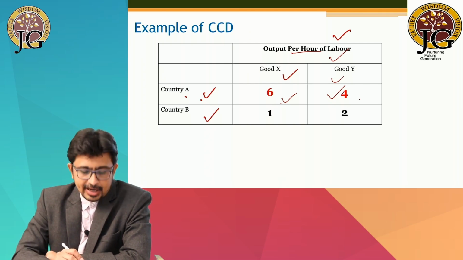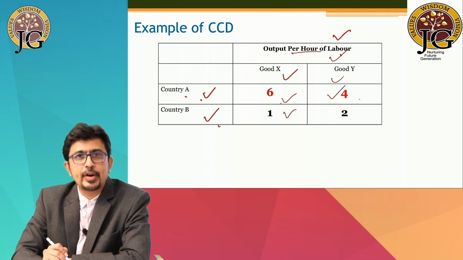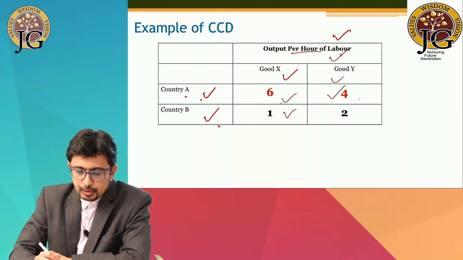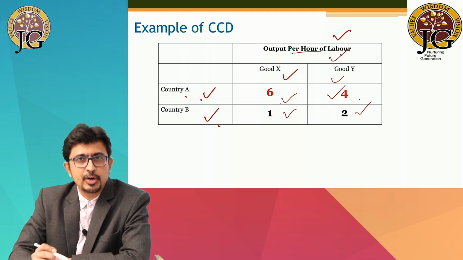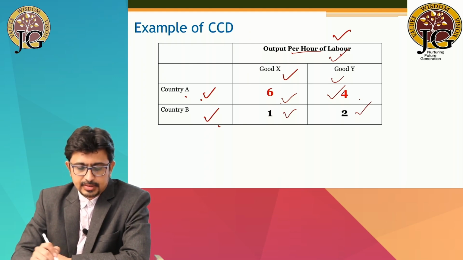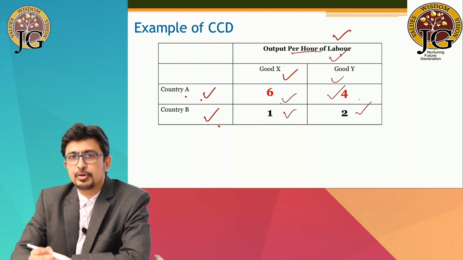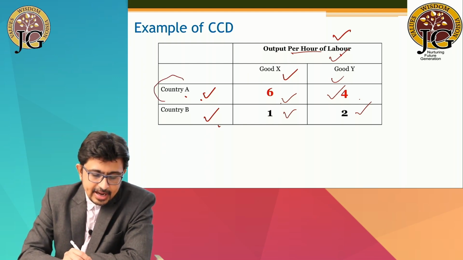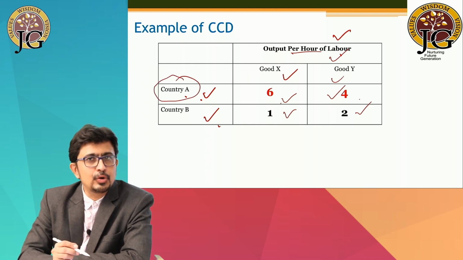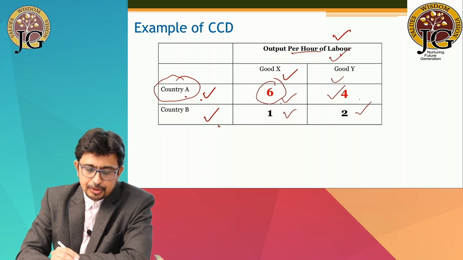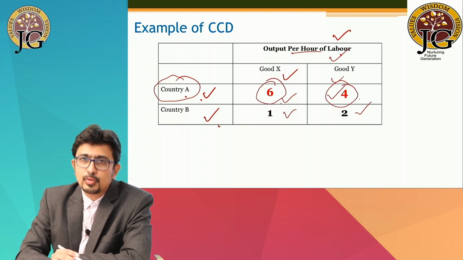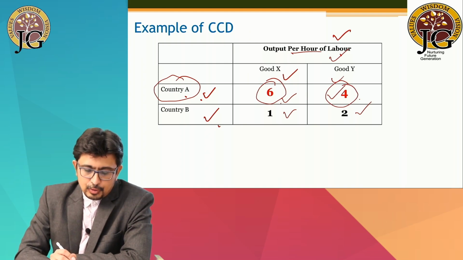Similarly, in the second country, that is country B, the worker can produce either 1 unit of good X or it can produce 2 units of good Y in 1 hour. Now this is an example of comparative cost difference. You can see that country A has an absolute advantage in both the products. Now see, compared to good X produced in country B, country A is producing more of X.